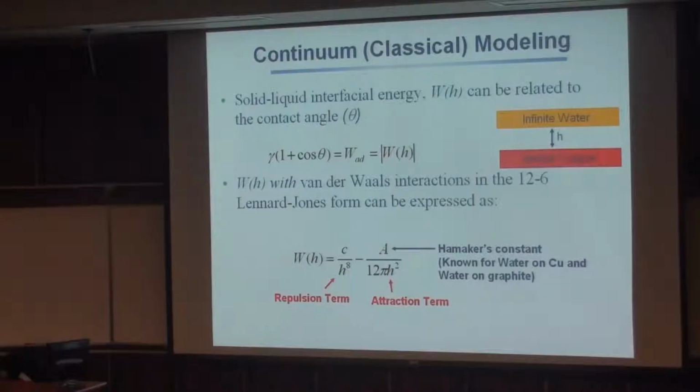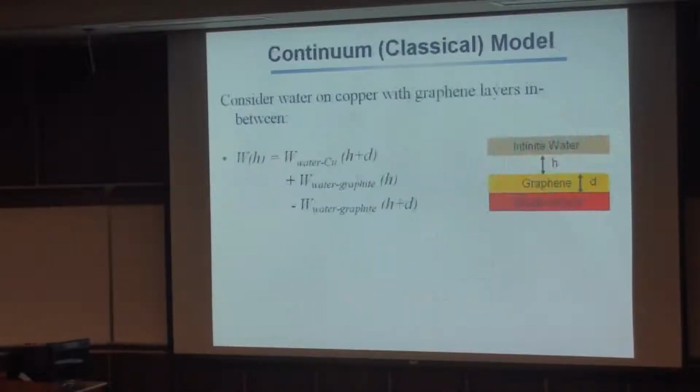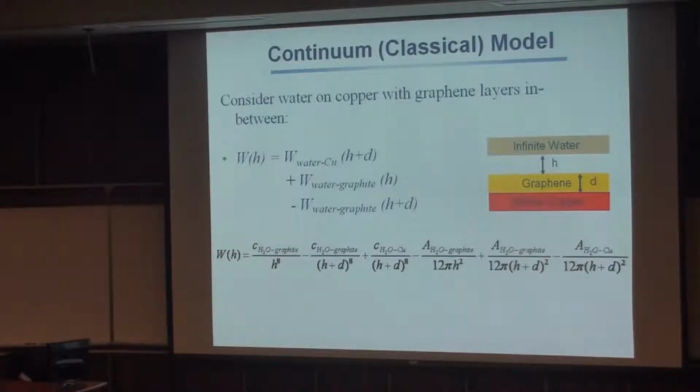So if I assume that W is in this form, we have water and copper, but we've got this thin sheet of graphene in the middle, so I can express this as W of water-copper at a spacing H plus D, correct? And I can model the graphene sheet by subtracting out this term from this term. So W of water on bulk graphite at spacing H, minus water on bulk graphite at spacing H plus D. If I subtract these two terms, I should get the effect of this very thin graphene layer, right? So I have these two terms here. If I add this, I get an expression that looks something like this.